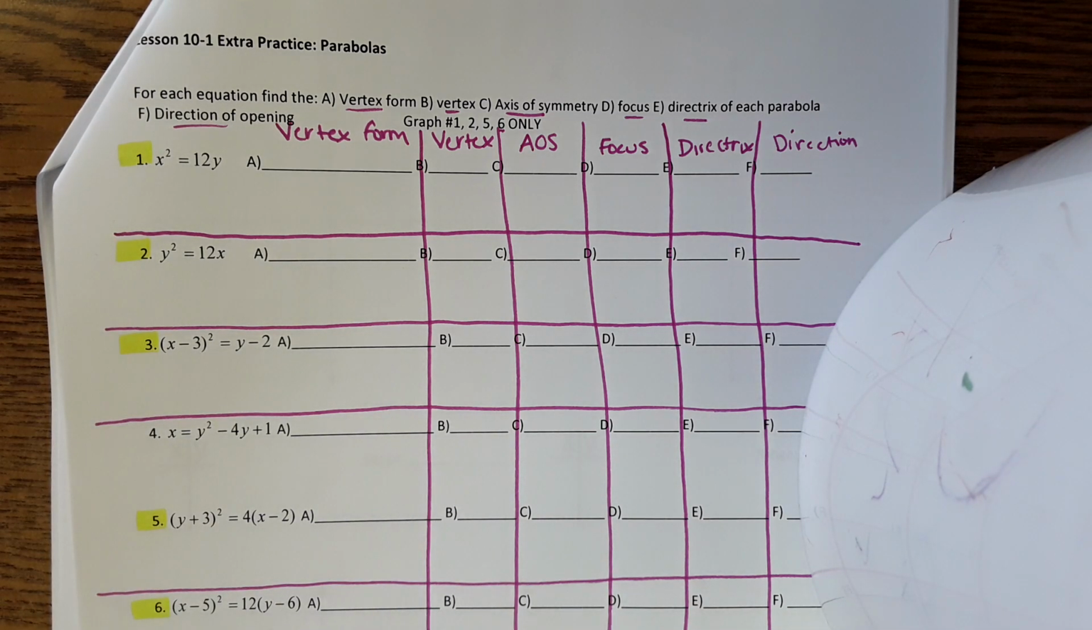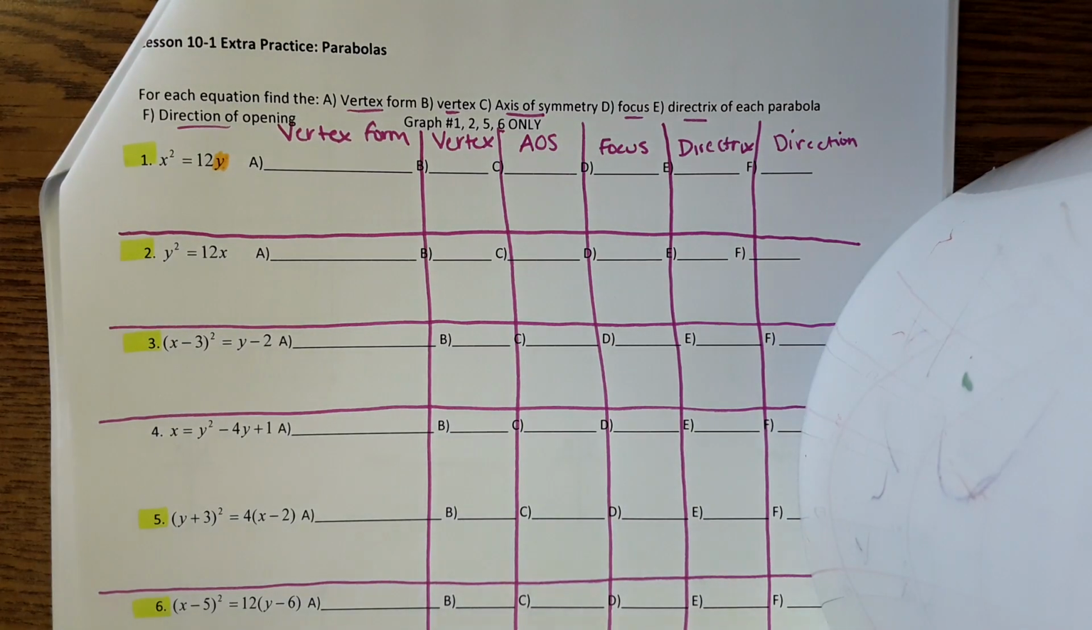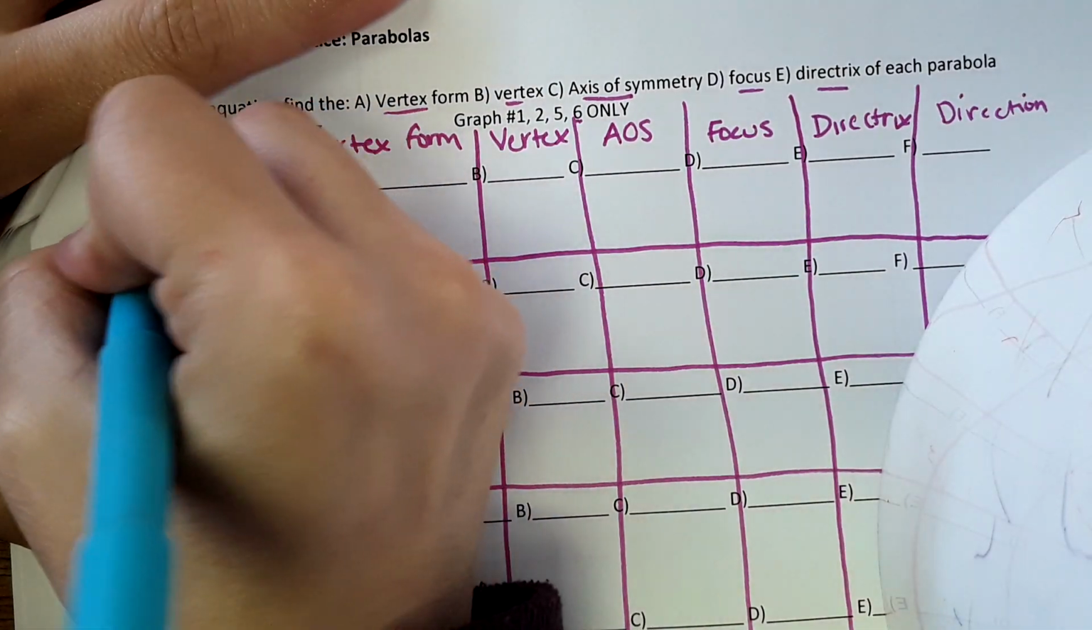Okay, so like I said, I'll do the first one with you, and then you can branch off and work on your own. For the first one, remember, you need to solve for the variable that is not squared. So in this case, the variable that's not squared is y. So we're going to get this all equal to y. So divide by 12.